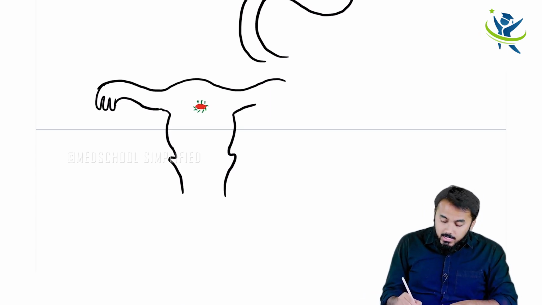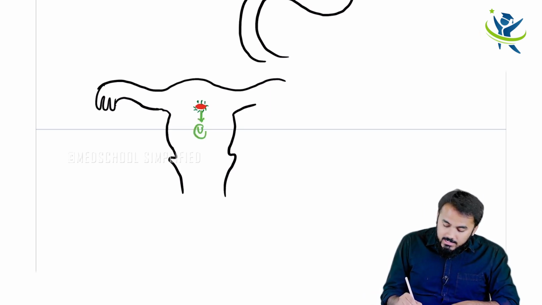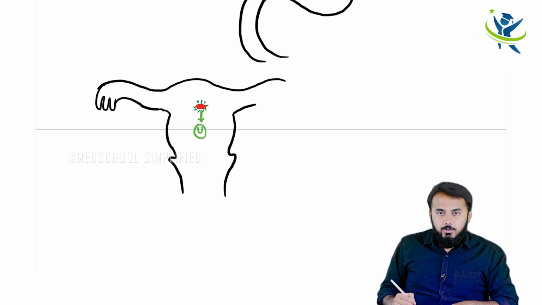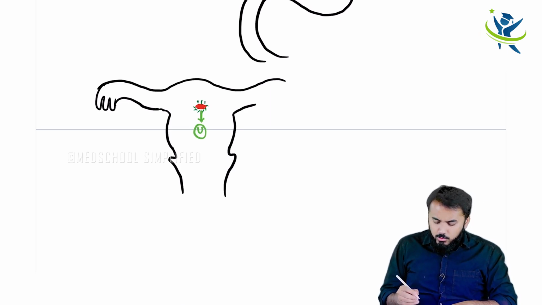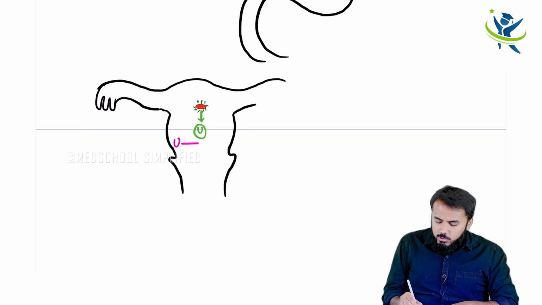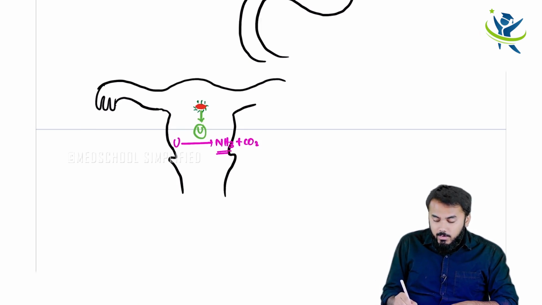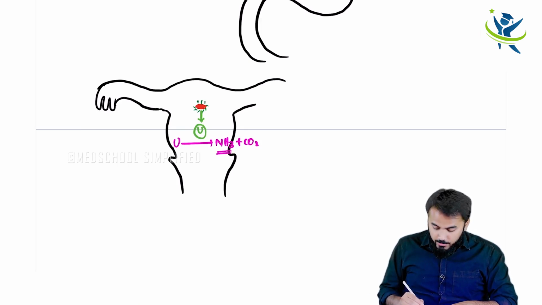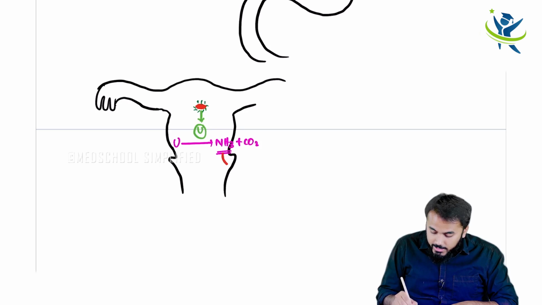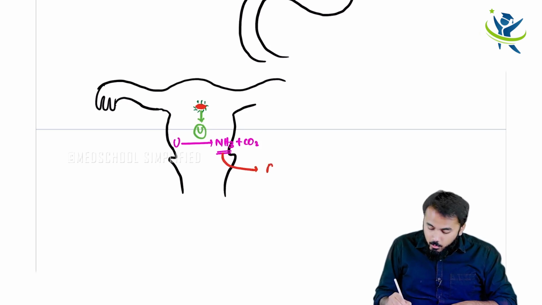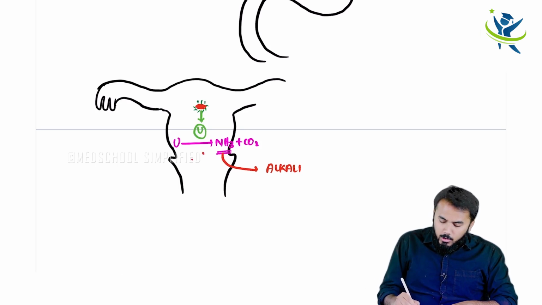What I mean is, these organisms release an enzyme called urease. And you know what this urease will do? All of you know, urease converts urea into ammonia plus carbon dioxide. What is this ammonia now? Is ammonia an acid or an alkali? Ammonia is an alkali. So there will be a lot of ammonia within the female genital tract.